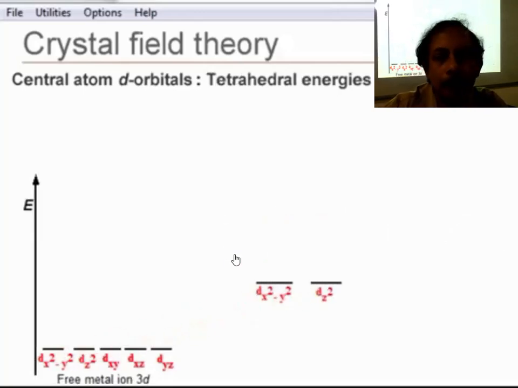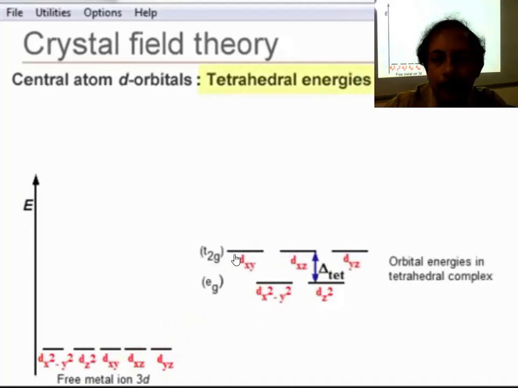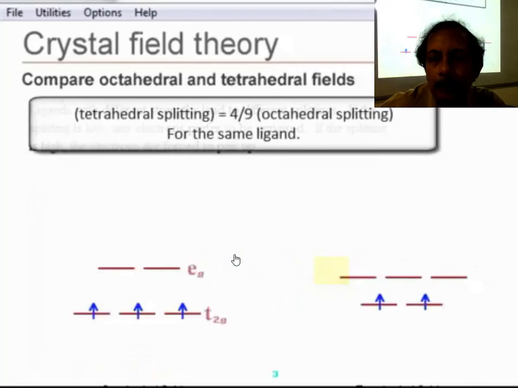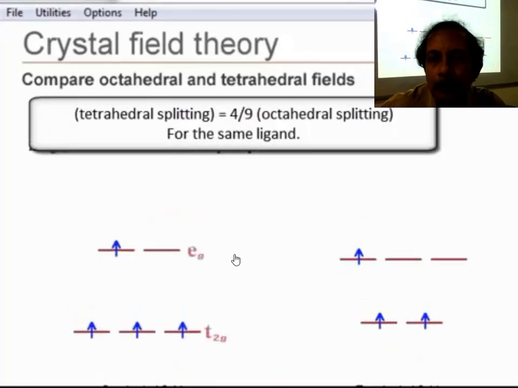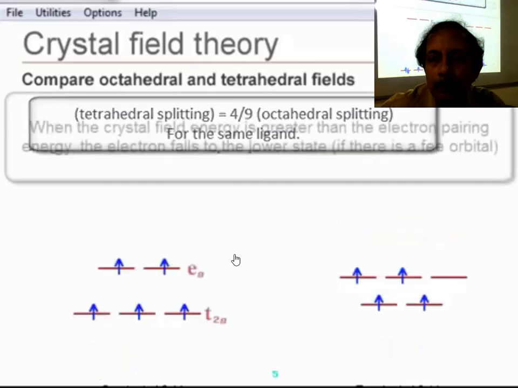Tetrahedral now, just the opposite situation. The tetrahedral splitting of the d orbitals is opposite to that of the octahedral splitting. Also, the tetrahedral crystal field only involves 4 ligands, whereas the octahedral crystal field involves 6 ligands. Hence, the tetrahedral splitting is usually less than the octahedral splitting. For the same type of ligands, the tetrahedral field splitting is equal to 4/9 that of the octahedral splitting.